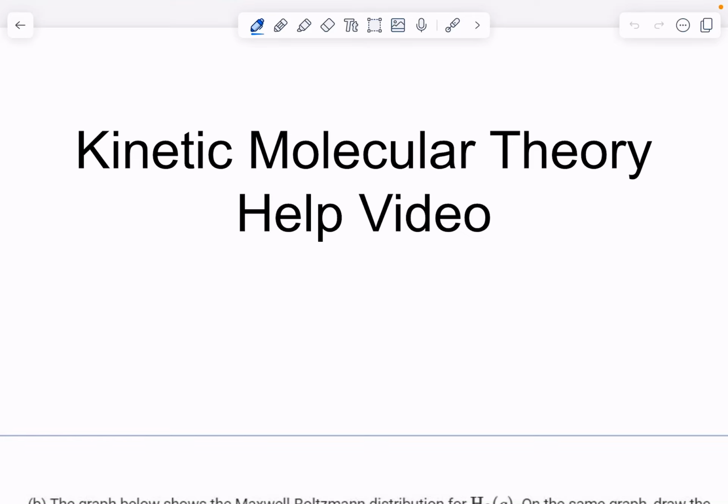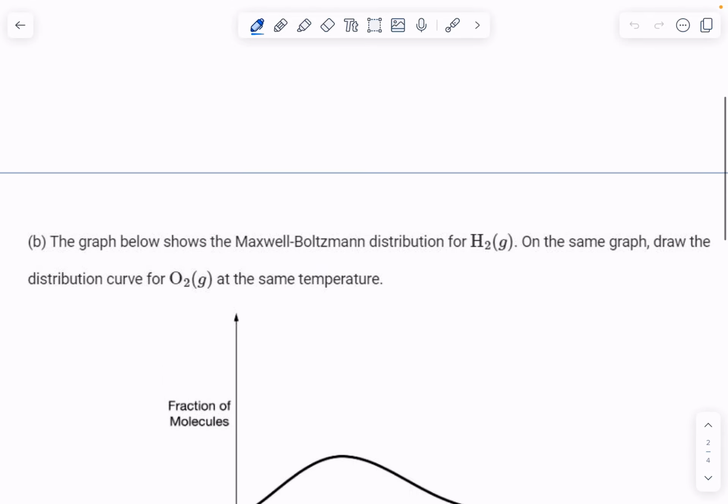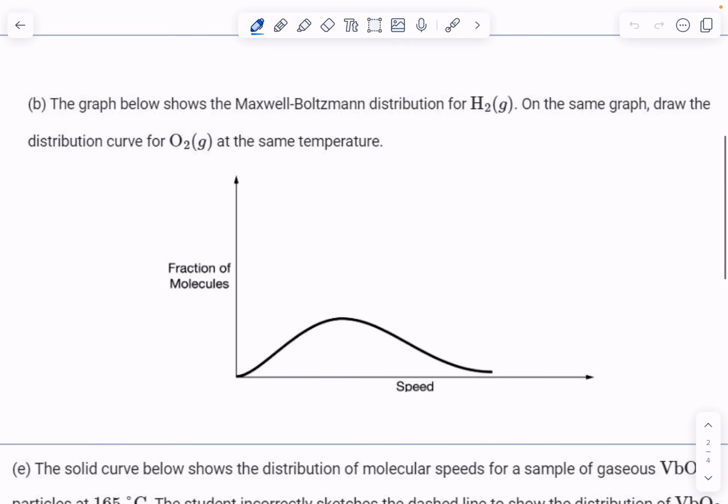Alright guys, in this video we're going to be looking at some kinetic molecular theory questions. I think they're all free response. The graph below shows a Maxwell-Boltzmann distribution for H2. On the same graph, draw the distribution curve for oxygen at the same temperature. Okay, the key part, they're the same temperature, and we are going to be drawing for oxygen.